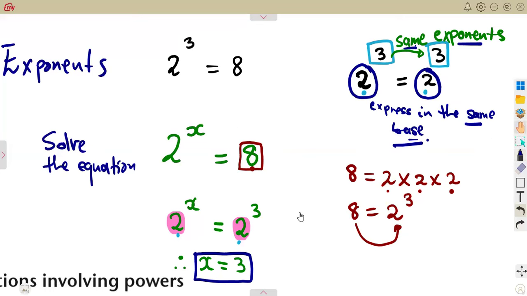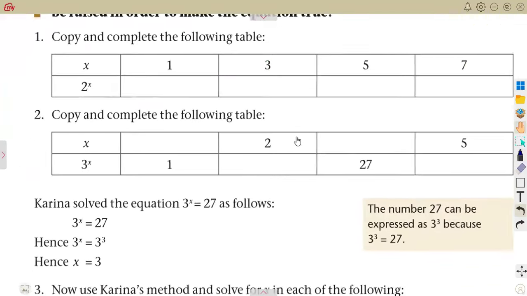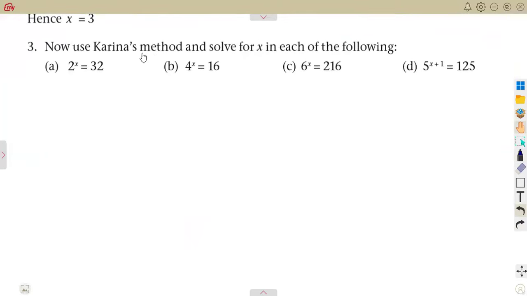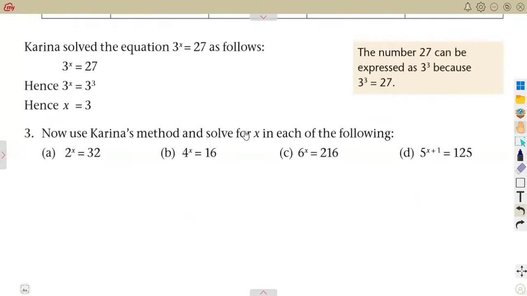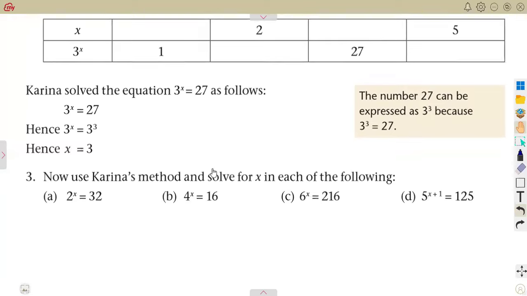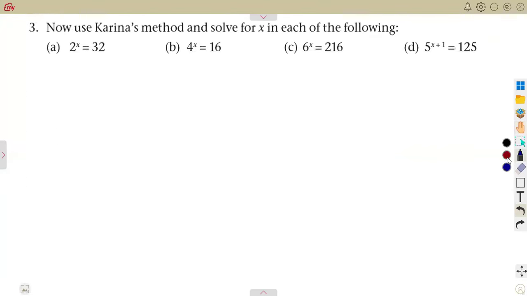All right. So that was just like write, copy, and complete. We just need to work on these equations. They are saying now, use Karina's method and solve for x in each of the following. So this is the concept of having the same bases. As long as you have the same bases, it follows that the exponents will be the same.